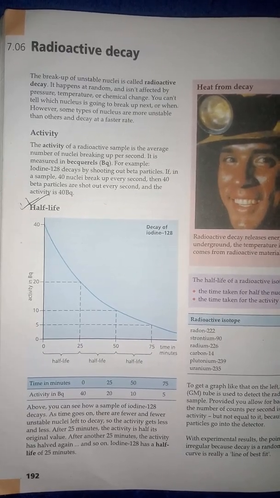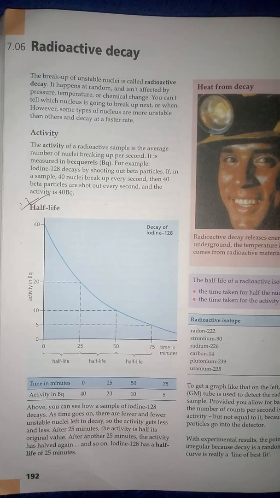Okay, let's start. The breakup of unstable nuclei is called radioactive decay. It happens at random and isn't affected by pressure, temperature or chemical change. You can't tell which nucleus is going to break up next or when. However, some types of nucleus are more unstable than others and decay at a faster rate.